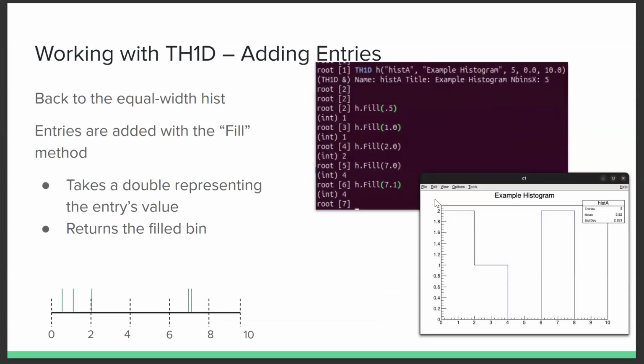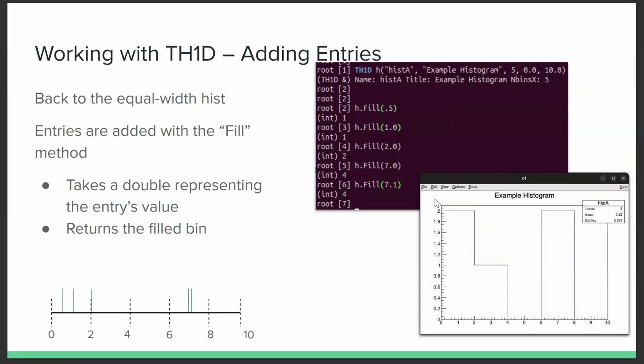Okay, so that's constructing TH1Ds in two different ways, but let's actually go to adding entries, and let's go back to that equal width histogram. So these entries are themselves added with the fill method, and they're added sequentially. You can modify these heights themselves after you do this, or before you do this, really, but I won't really touch on that.